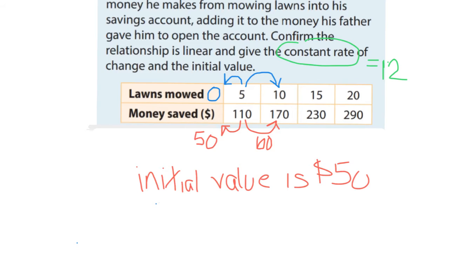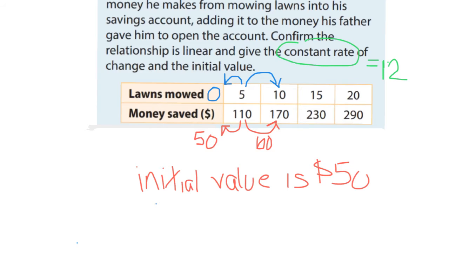So by mowing one lawn, he makes $12. 2 lawns, $24. 3 lawns, $36. So as the lawns are increasing, he's making more money. What does the initial value represent? Well, that's with him mowing no lawns at all. So how could he have $50 without mowing any lawns?